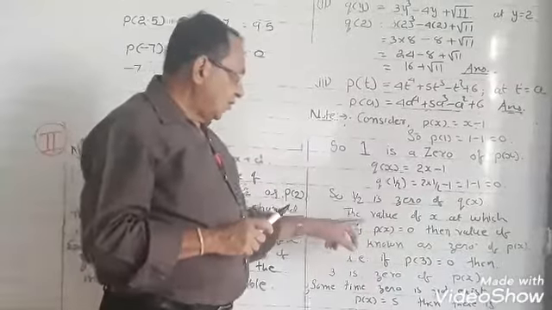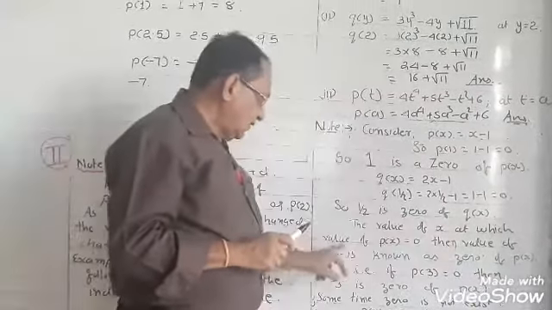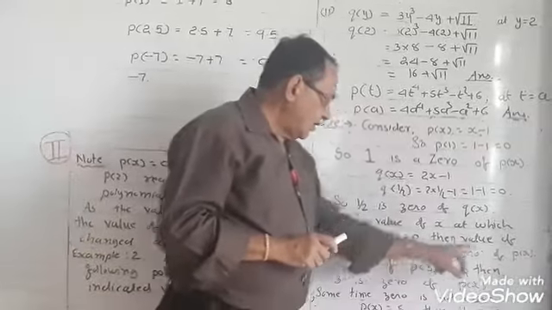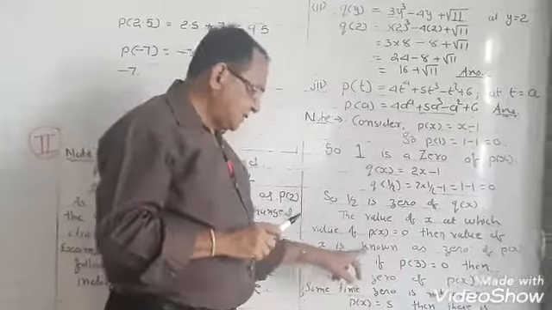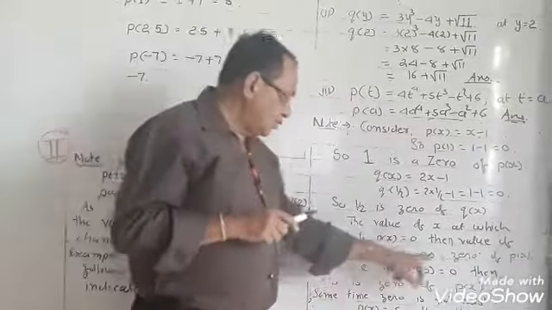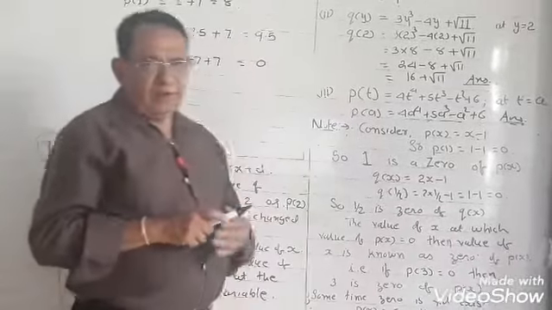Get it? The value of x at which the value of P(x) is 0, then the value of x at that time is known as the zero of P(x).